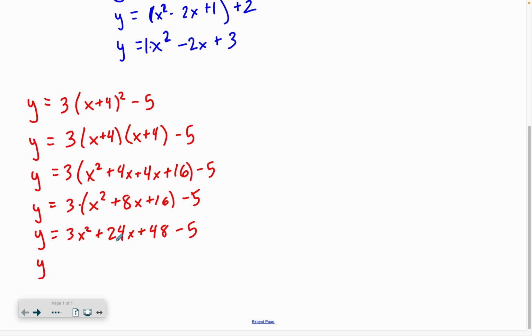Now all I have to do is combine the positive 48 and the negative 5, and I get the original equation given in vertex form, but now it's in standard form with a equals 3, b equals 24, and c equals 43. So that's just how you convert from one to the next. It's using FOIL, just like you've done in prior math classes, using the distributive property. If the a value is not 1, strongly encourage you to do that after you FOIL.